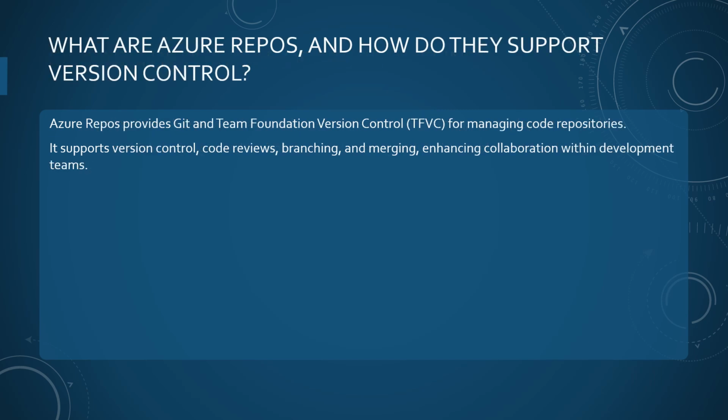What are Azure Repos and how do they support version control? Azure Repos provides Git and Team Foundation Version Control, which we can call TFVC, for managing code repositories. It also supports version control, code review, branching, and merging, enhancing collaboration within the development team.